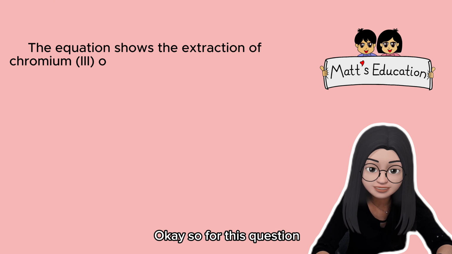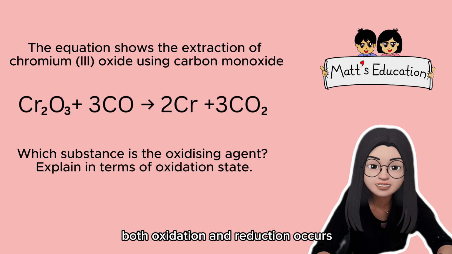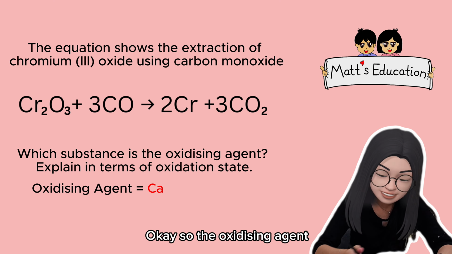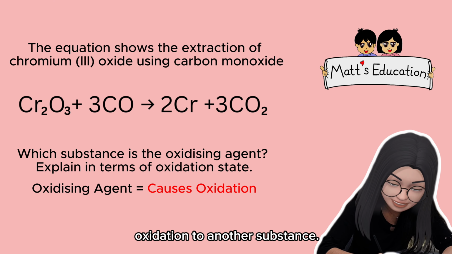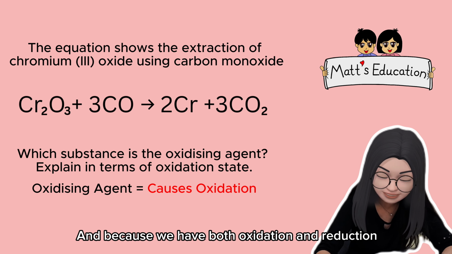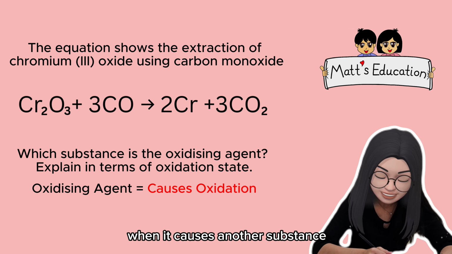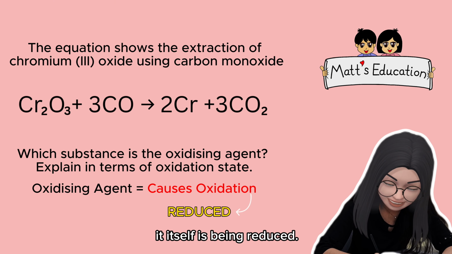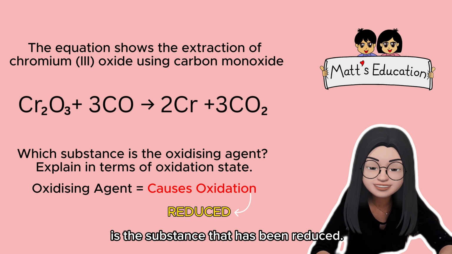For this question, there is a need to recognize that for redox reactions, both oxidation and reduction occur simultaneously. The oxidizing agent is the substance that will cause oxidation to another substance. And because we have both oxidation and reduction happening at the same time, when it causes another substance to undergo oxidation, it itself is being reduced. So the oxidizing agent that we are looking for here is the substance that has been reduced.